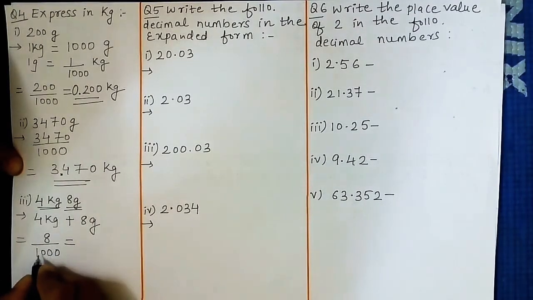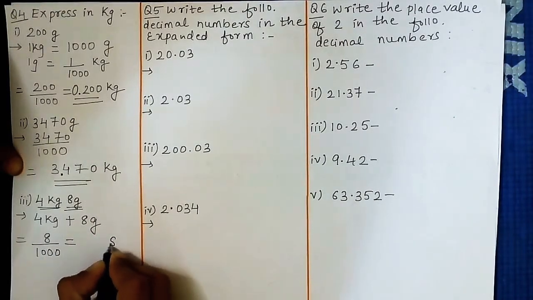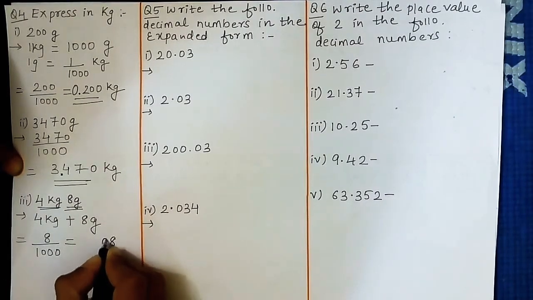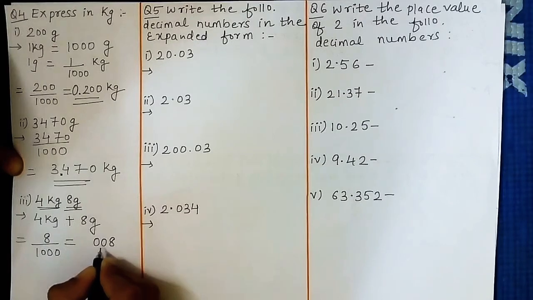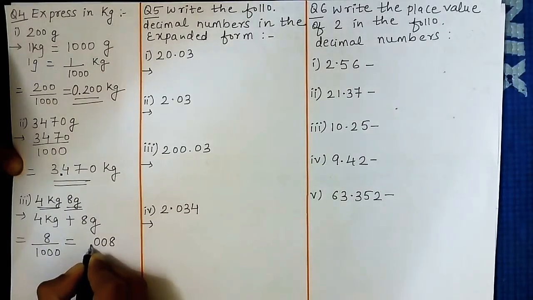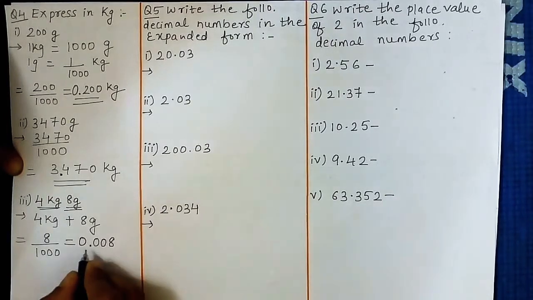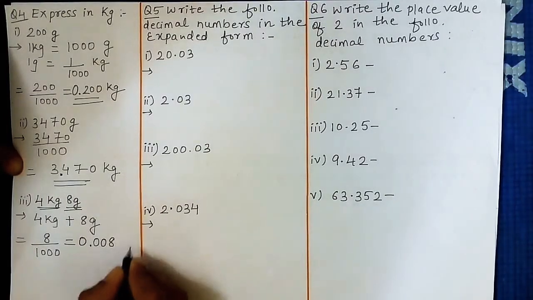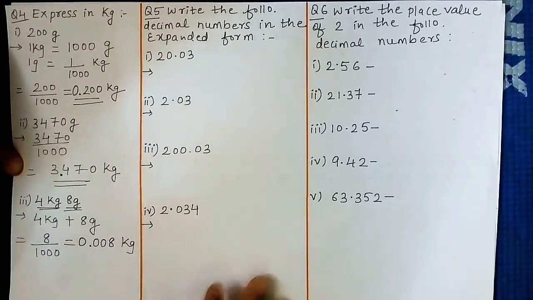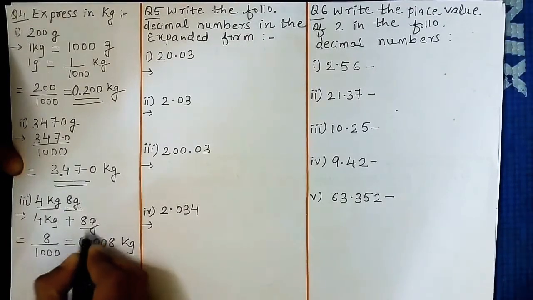So after 3 digit we will put point. So 1 digit is given, that is 8. Second digit is not there. We can take 0, again 0. So 1, 2 and 3 digit. So after 3 digit we will put here point and here again 0. So 0.008 kilogram. So this was the conversion of 8 gram.